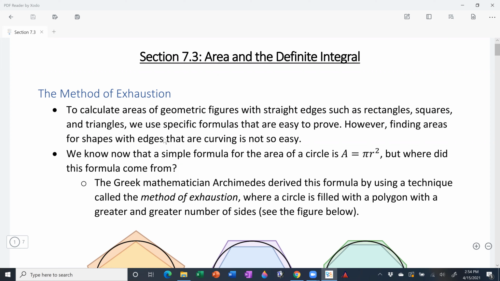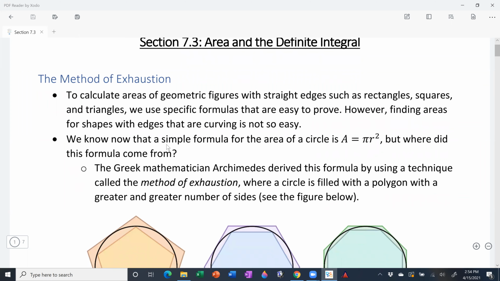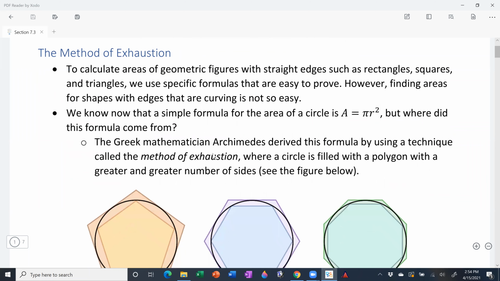However, finding areas for shapes with edges that are curving is not so easy. So we know now that a simple formula for the area of a circle is pi r squared. But we just assume this. Where did it actually come from? Well, the Greek mathematician Archimedes derived this formula by using a technique called the method of exhaustion, where a circle is filled with a polygon with greater and greater number of sides.